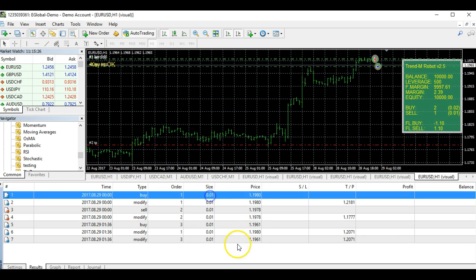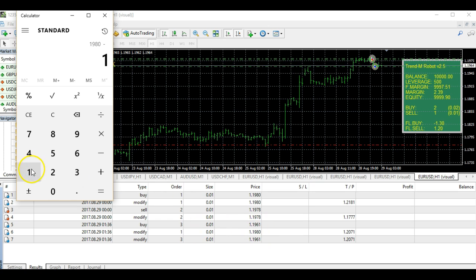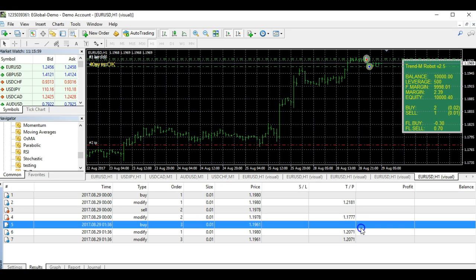So your buy order is at 1980, and the next is 1961. 1980 minus 1961, you see, it's 19 pips. So the EA is calculating based on your settings. All right, so we will wait for the next profit. It will close in a while.